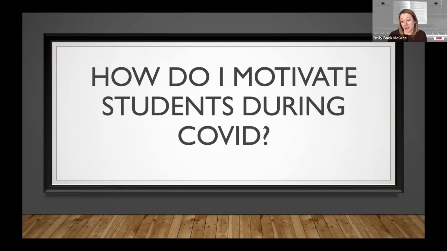Typically when we are in person, we have a big mason jar, and if students have completed their practice goals for the week and their practice expectations, they get to put a pom-pom or a cotton ball in that jar. And once we fill it up to the top, then there's some sort of a candy prize or a pizza party or something fun. And you can do those sorts of things online too.